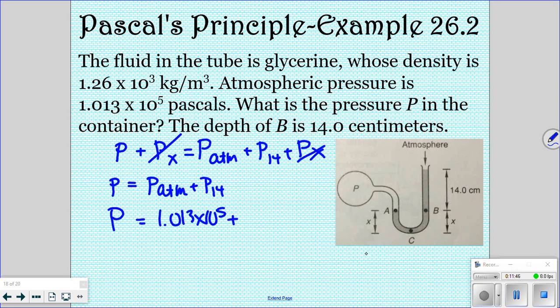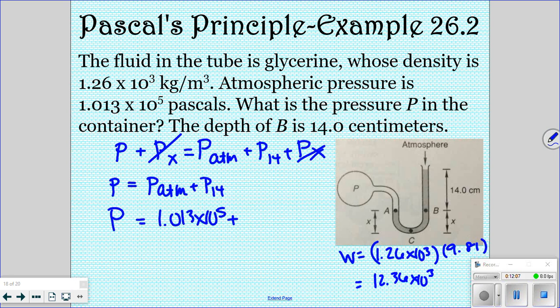So the density is 1.26 times 10 to the third. So that means that the mass is 1.26 times 10 to the third. And then we're going to multiply it by 9.81. And you get 12.36 times 10 to the third. If you want to write that in scientific notation, you can. You don't have to. And then, to get the pressure, we're going to have to do the weight, which we just found, times the depth. Now the depth has to be in meters, and they gave it to us in centimeters. So we're going to have to do 0.14 instead of 14.